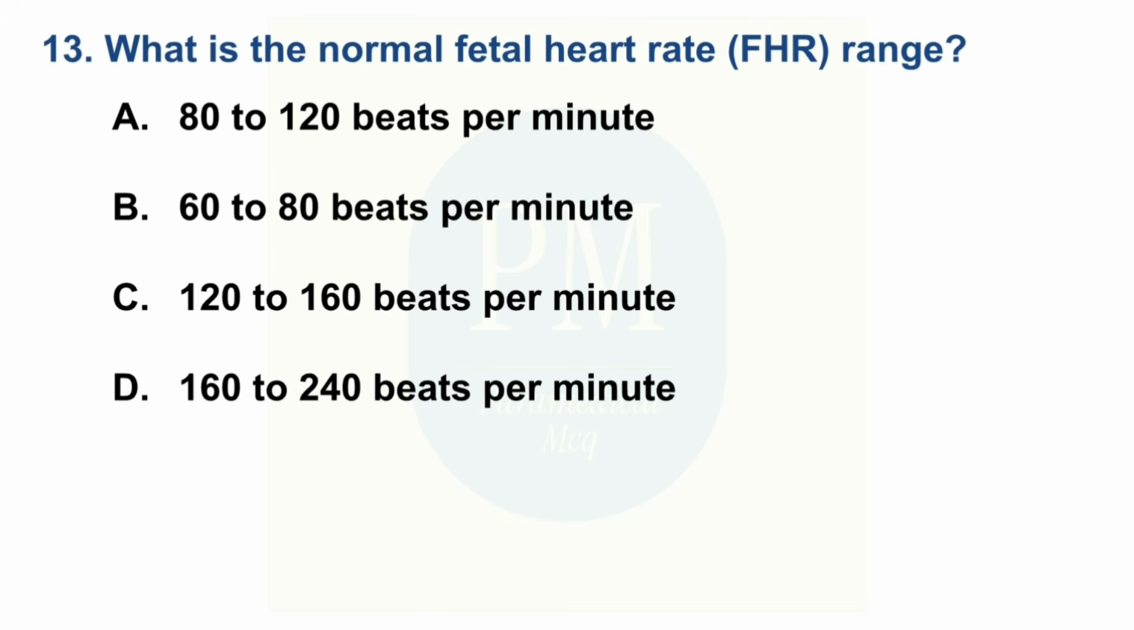What is the normal fetal heart rate, FHR, range? Option A, 80 to 120 beats per minute. Option B, 60 to 80 beats per minute. Option C, 120 to 160 beats per minute. Option D, 160 to 240 beats per minute. The correct option is option C, 120 to 160 beats per minute.